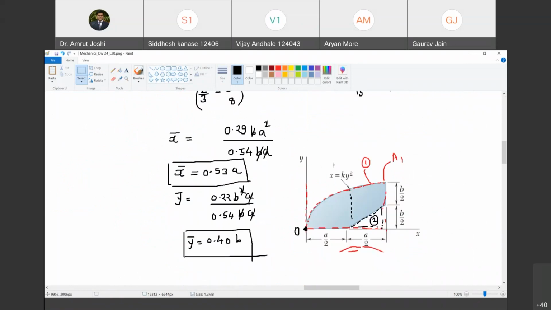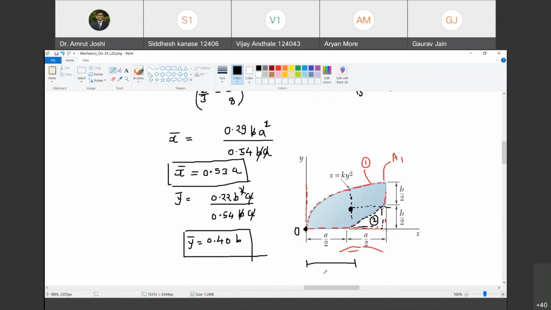So we have drawn the line for x bar. Now let us try to draw the line for y bar. So y bar is 0.4 times B. So it is slightly below this B by 2 point. Therefore this line may be somewhere here, slightly below B by 2. So this is the location of centroid. Are you with me? Yes, sir.